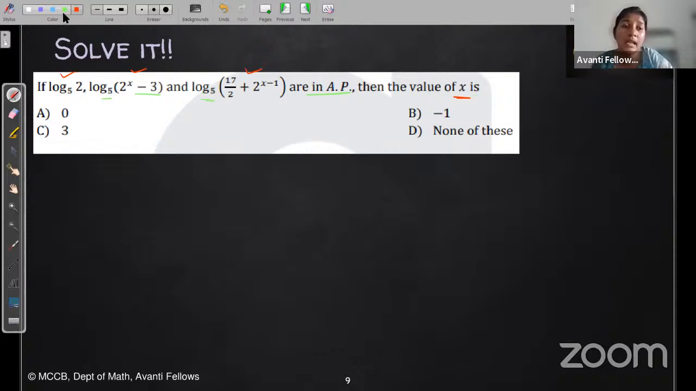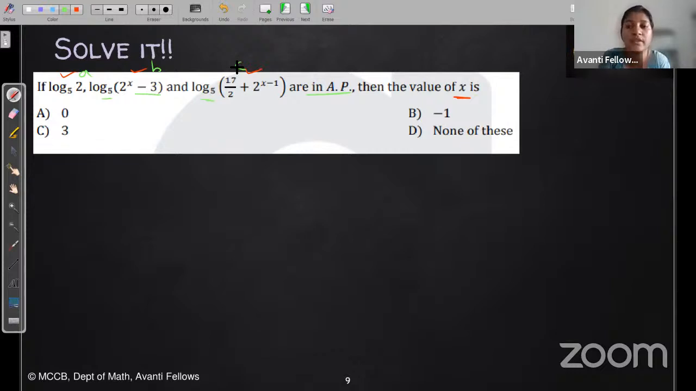Tell me, what can we say when there are 3 terms? When we say 3 terms are in AP, what can we say about those 3 terms? I'm saying these 3 terms are in AP. What can I say about those 3 terms? Answer me. Say, consider this as A, B, C. A, B, C are in AP. So what will be the relationship between those 3 terms?